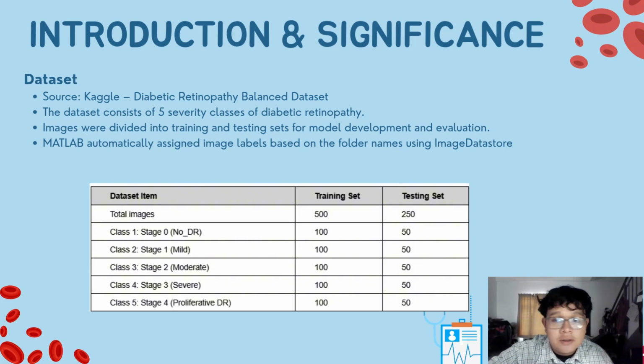So this is our dataset. We sourced it from the Kaggle diabetic retinopathy balanced dataset. The dataset consists of 5 severity classes of diabetic retinopathy. Images were divided into training and testing sets for model development and evaluation. MATLAB automatically assigns labels based on the folder name using imageDatastore.